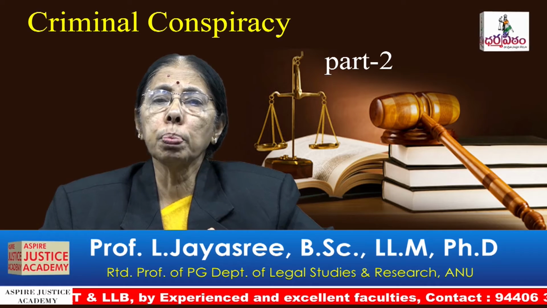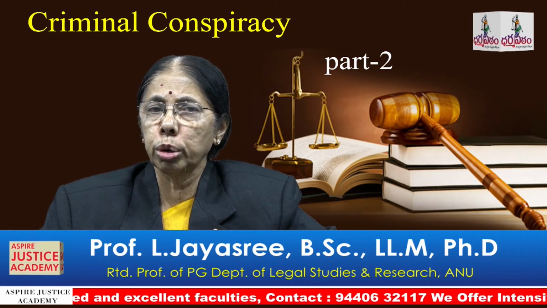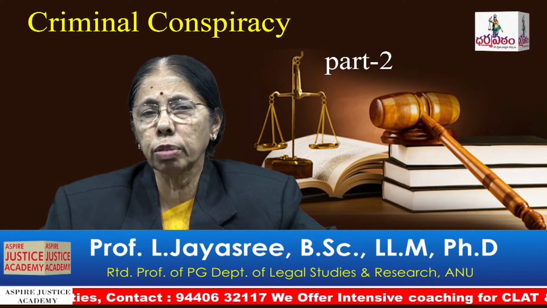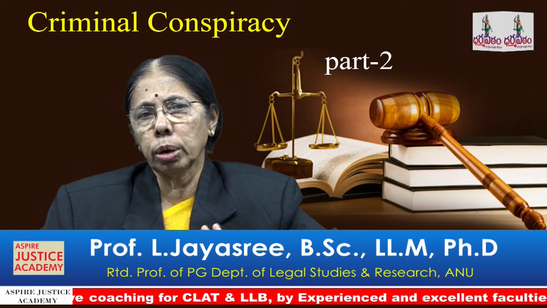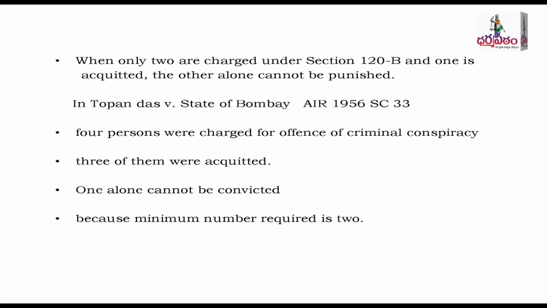When only 2 persons are charged for criminal conspiracy under Section 120B of the Indian Penal Code, and 1 person is acquitted, then the other person alone cannot be convicted for the conspiracy. One man cannot be convicted for conspiracy because the minimum number required for the offense of conspiracy is 2. So if 1 is acquitted, the other person cannot be convicted.